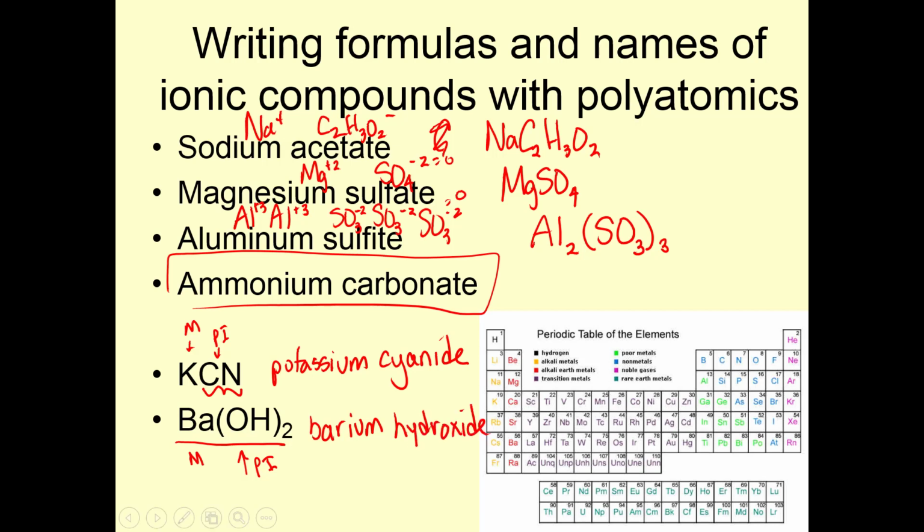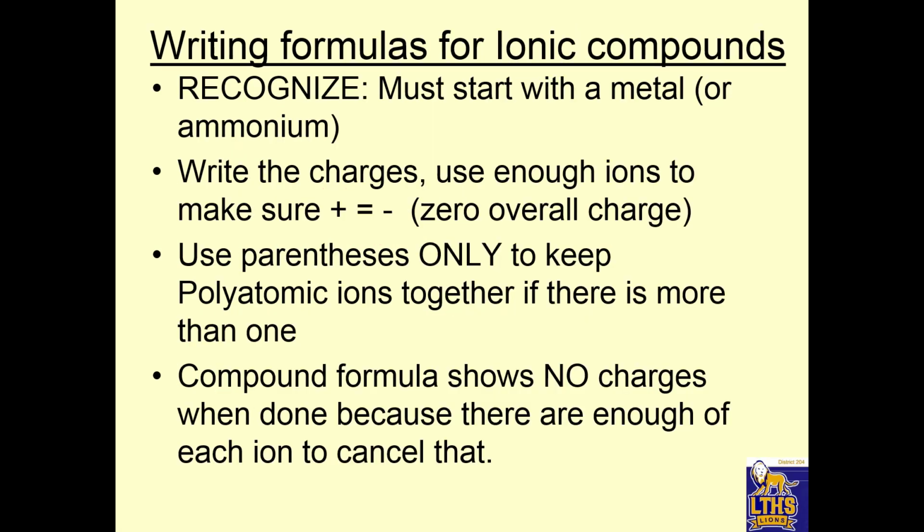All right. Are there exceptions? Is it going to get tougher? Well, here's how you write the formulas for ionic compounds. You first recognize it. Then you write the charges and use enough ions to make sure positive equals negative and zeros out. Use parentheses only to keep polyatomic ions together if there's more than one. And then the compound formula shows no charges because they equal 0.